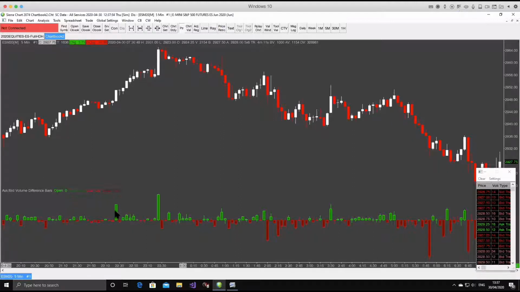Here's a big green delta candlestick. It opened, the delta closed at its high. And let's just see where that lines up to. It's this one. So, it's a correspondingly strong candle.